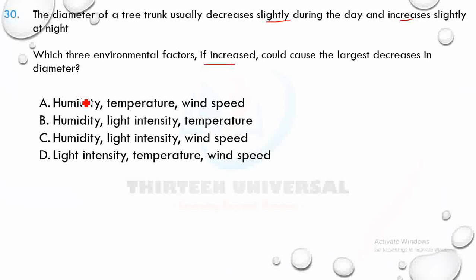An increase in humidity will cause a decrease in the rate of transpiration, and once the transpiration rate decreases, the trunk will not shrink. So light intensity, temperature, and wind speed all increase the rate of transpiration, which then decreases the trunk diameter. Any factor that increases the rate of transpiration will decrease the trunk. So D is the answer.